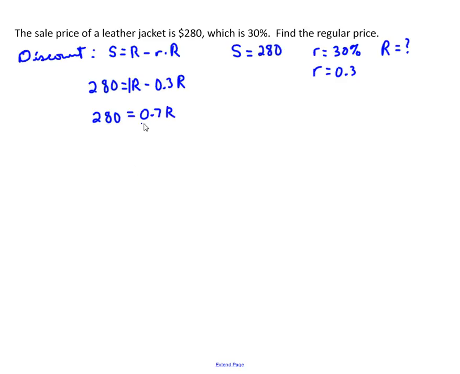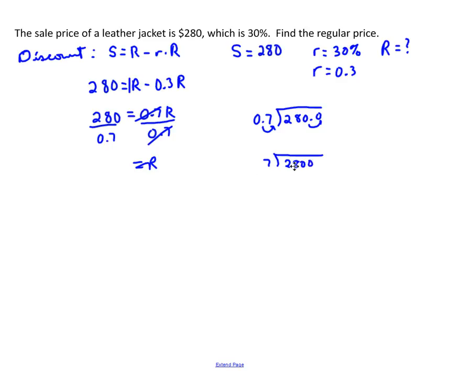So we want to get that regular price by dividing by 0.7 on both sides of the equation. On the right, that cancels out and gives us R as our regular price. Now we're going to have to do a little bit of division. 0.7 would be divided into 280, in the same way that if we move the decimal over 1 here and over 1 there, 7 would go into 2800.